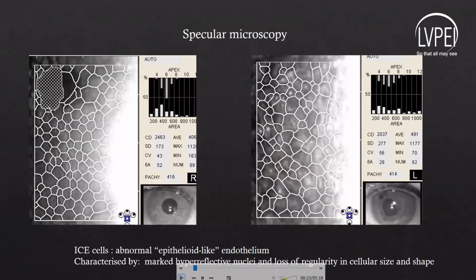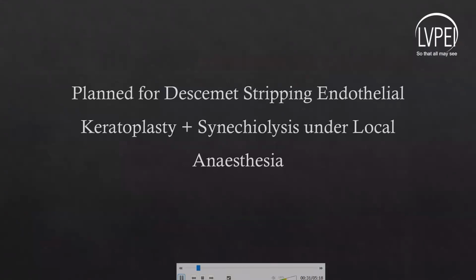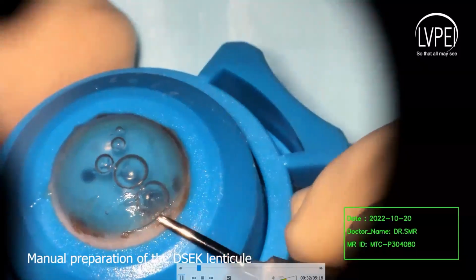Specular microscopy of the affected eye demonstrated the presence of the typical ICE cells, which are abnormal epithelial-like endothelium. We planned for a Descemet stripping endothelial keratoplasty and synechiolysis of the affected eye under local anesthesia.